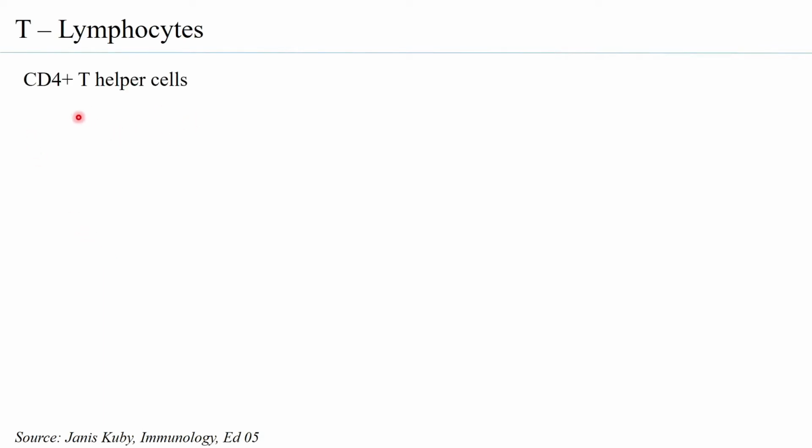Now let us begin with CD4 plus T helper cells and understand a few aspects about them. As the name suggests, these T cells have on their surface cluster of differentiation 4, that is, CD4 proteins present on the surface, and the plus indicates that CD4 is present on the surface of the T helper cells. The second question that should arise is, why are we calling them helper cells?